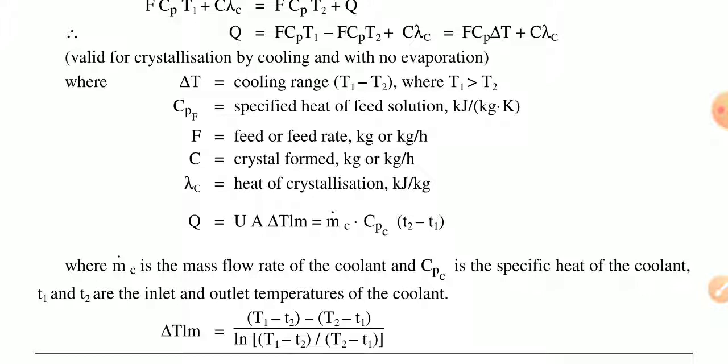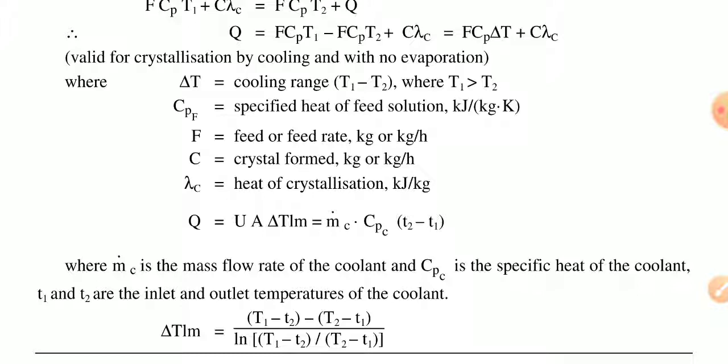Delta T is equal to the cooling range, T1 minus T2, where T1 is greater than T2. CPF is the specific heat of the feed solution in kilojoule per kilogram Kelvin, and F is the feed rate in kg or kg per hour. C is the crystals formed in kg or kg per hour, lambda C is the heat of crystallization, and Q is equal to UA delta TLM, the log mean temperature difference, LMTD.